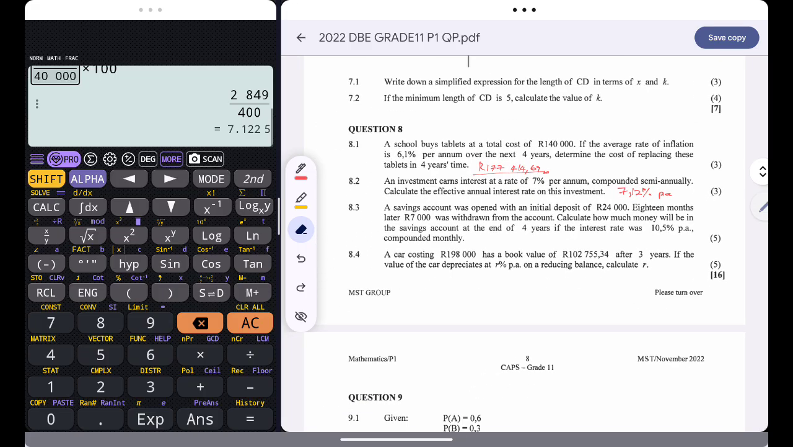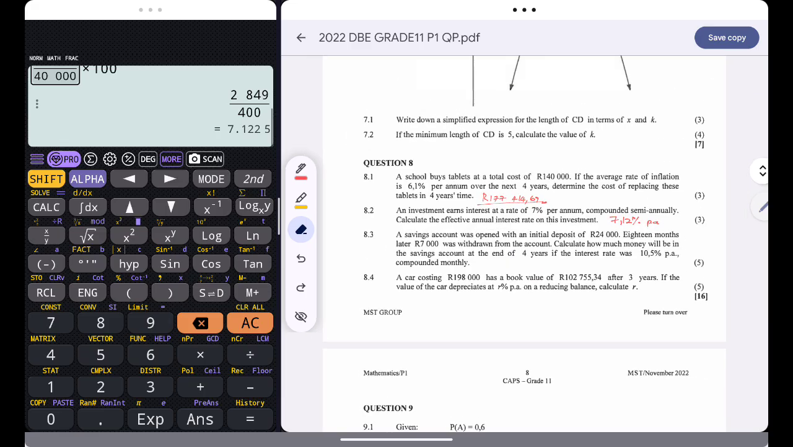Okay, now let's do 8.3. A savings account was opened with an initial investment of 24,000, and then 18 months later 7,000 was withdrawn from the account. Calculate how much money will be in the savings account at the end of 4 years if the interest rate was 10.5% per annum compounded monthly.